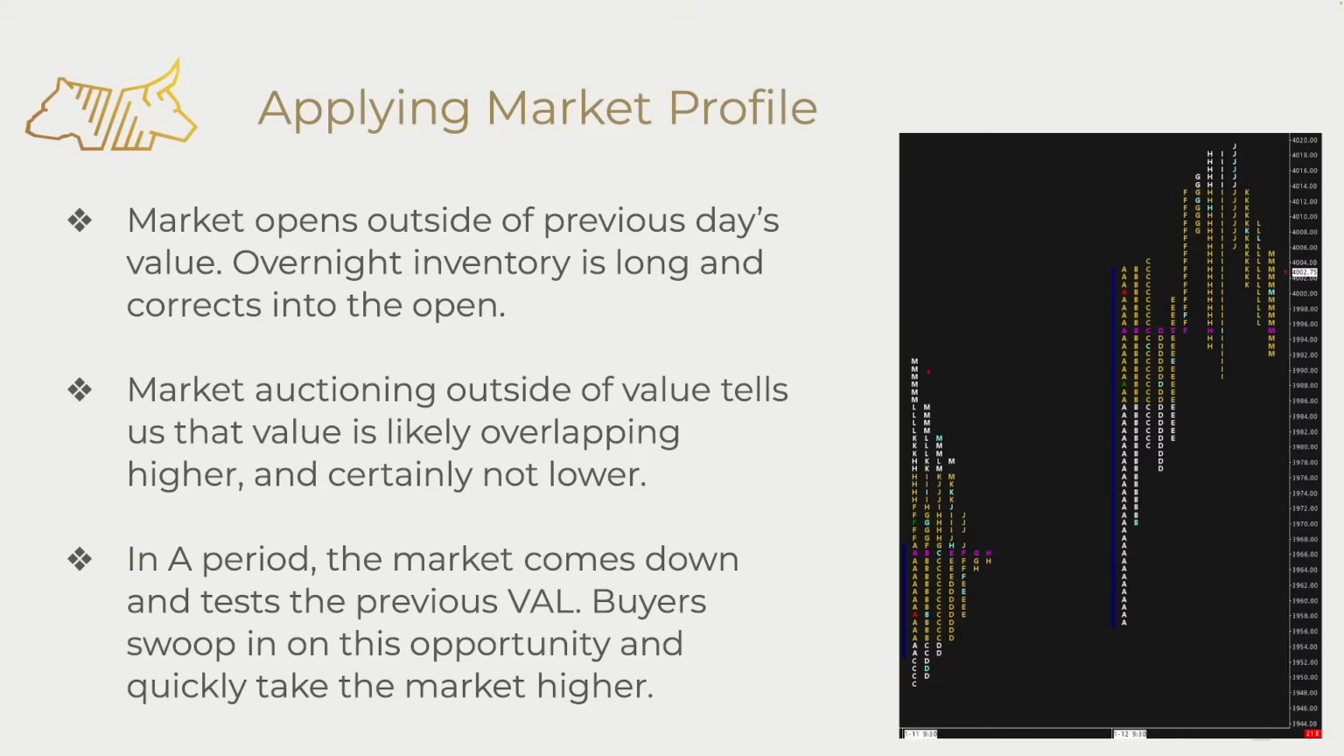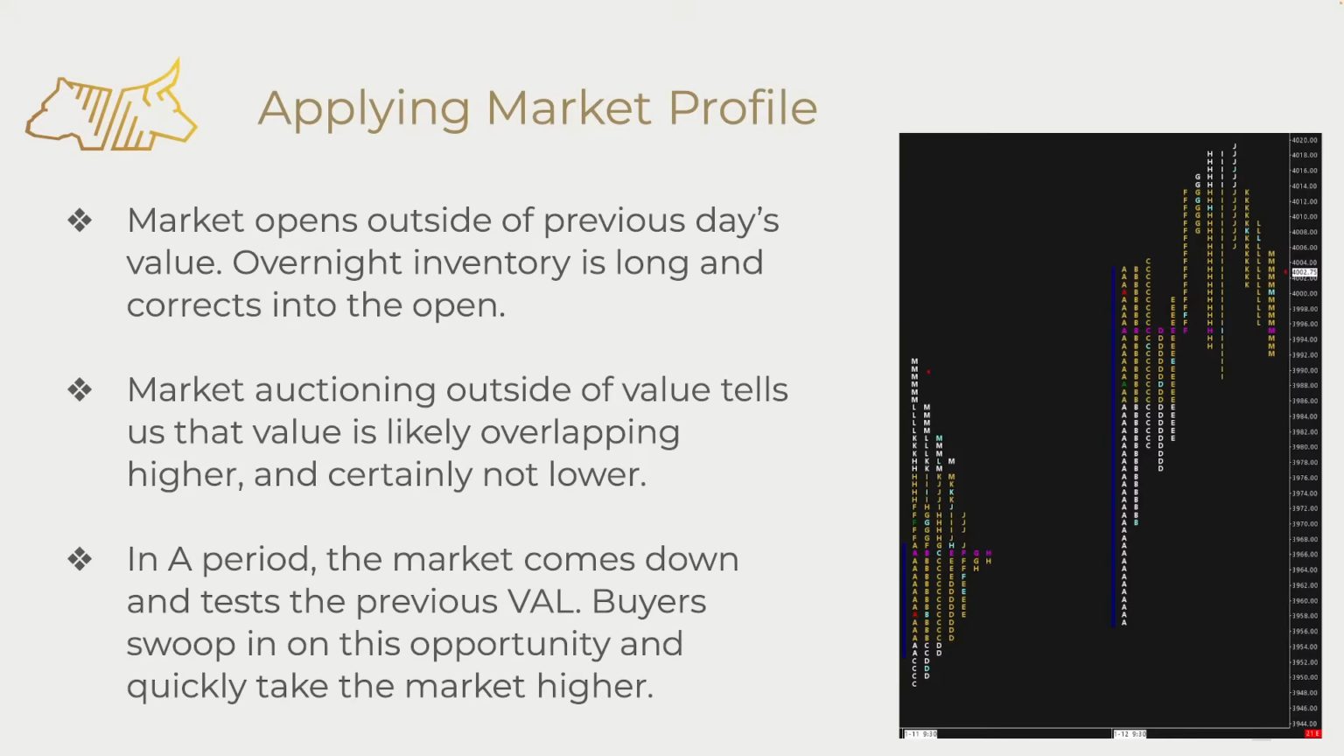So on January 12th, the market opened outside the previous day's value. Overnight inventory was net long and corrected into the open, as is typical of an opening auction. However, the fact that the market opened and was auctioning outside of value tells us that there's a good chance that value is likely overlapping higher, and certainly value is very unlikely to overlap lower in these cases.